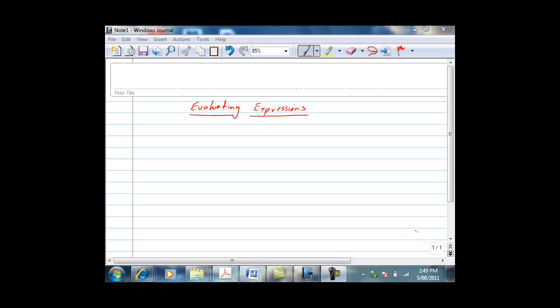Alright, we'll have a look at evaluating expressions. Now, to evaluate means to substitute a number for each pronumeral in the expression and work out the value. Let's have a look at an example.